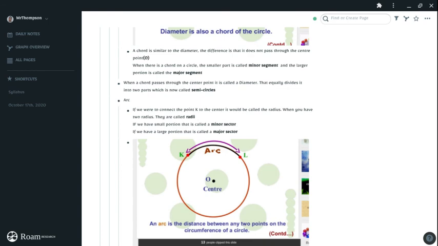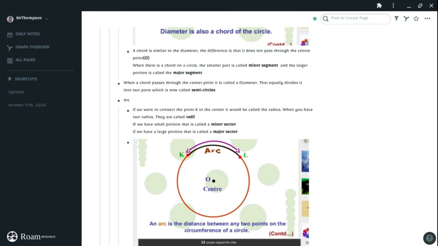So just to refresh, right? Arcs are made up of 2 points. When you connect those 2 points to the center, they are called? Sorry? Yeah?